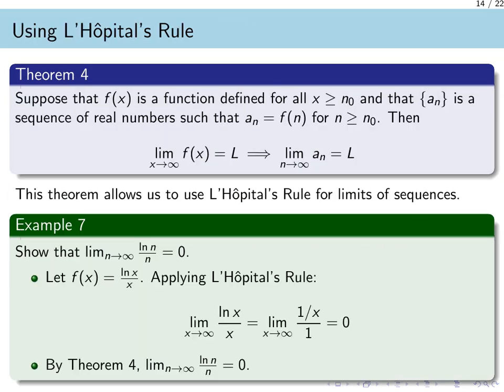We now have a very powerful theorem that formally connects the limit of a sequence to the limit of a continuous function. This is incredibly useful because it allows us to use tools from calculus, like L'Hopital's rule, to analyze sequences. Theorem 4 states that if we can find a function, f of x, that matches our sequence at every integer n, and the limit of that function as x approaches infinity is some value L, then the limit of the sequence a sub n is also L.